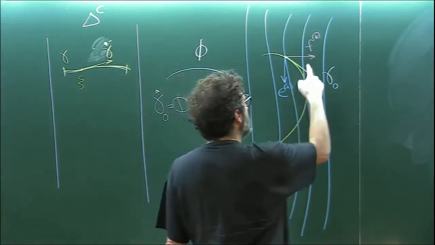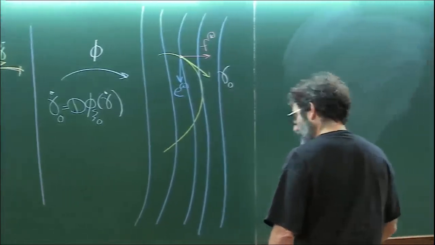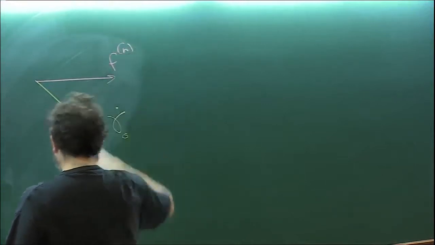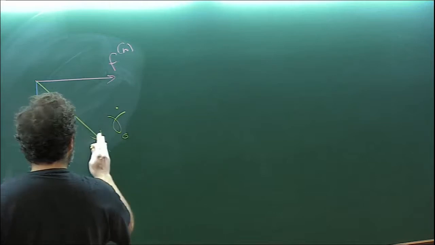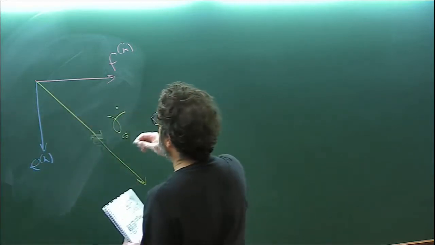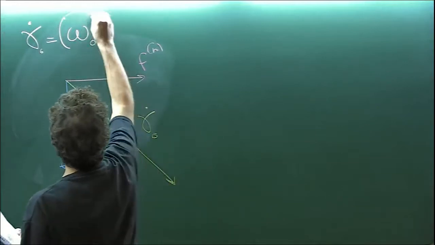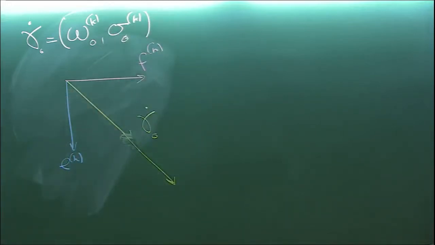And we can write this in hyperbolic coordinates, right? So I'm going to write gamma 0. So here I have, I'm going to zoom in again. So this is gamma 0 dot. This is FK. This is EK. Okay, actually the vectors, I mean, this might be of any length like this, okay? And so let's write gamma dot 0 is equal to omega 0 k, sigma 0 k, which are the components of gamma dot 0 in hyperbolic coordinates, okay, whatever they are.